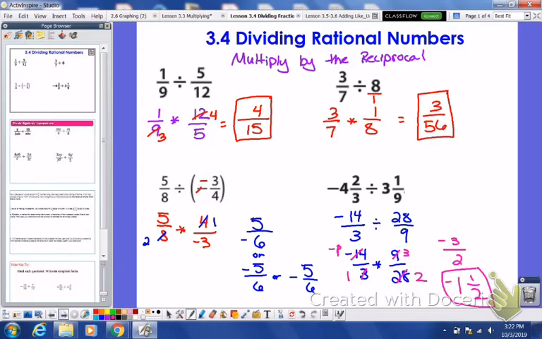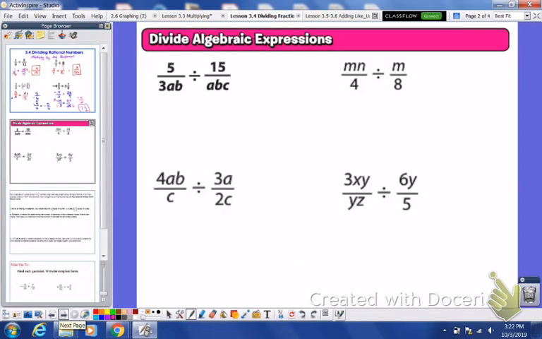Okay, so that's dividing rational numbers. Now I want to talk about dividing algebraic expressions. So, same first step. We're going to multiply by the reciprocal. So 5 over 3AB times ABC over 15. We're going to reduce our numbers just like we have been. So I see a 5 and a 15, both divisible by 5. So 1 and 3.